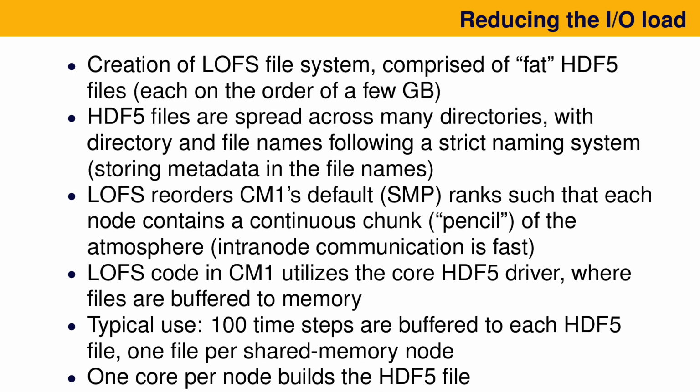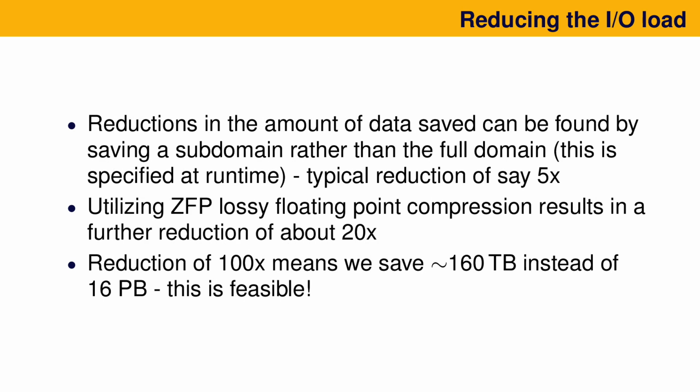So not only that, I haven't addressed the amount of data problem. Further reductions can be found by only saving part of the simulation. I'm looking at tornadoes, but I'm simulating a thunderstorm in the surrounding environment. We can maybe just look at what's going on near the updraft of the thunderstorm. That might save you about 5 times.